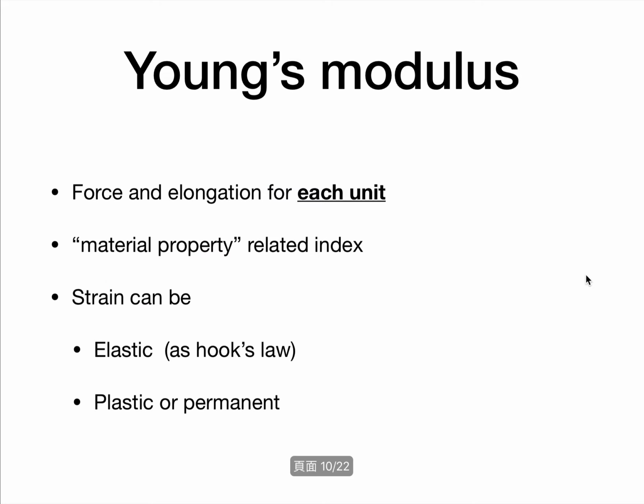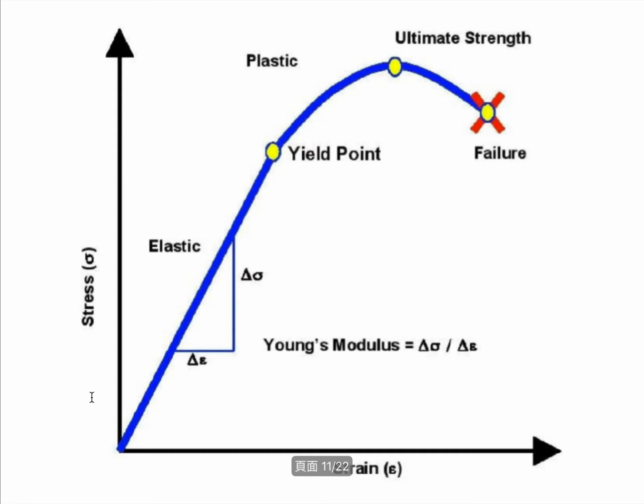The second idea is that the strain can be elastic or it can be plastic. What does that mean? Think about when you stretch your Achilles tendon. Usually in daily life, it's an elastic situation.